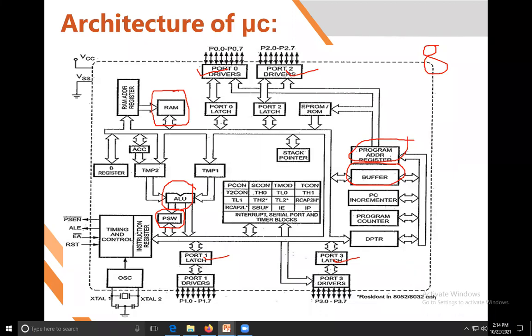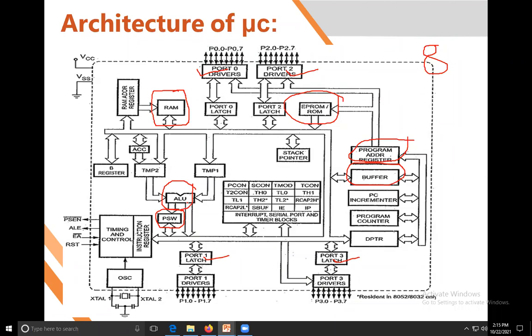It contains a program memory also. Data memory is separate in the 8051 controller: here is the RAM, and here is the EEPROM or ROM. Some advanced microcontrollers also contain an inbuilt ADC, analog to digital converter, and an inbuilt DAC. But if you want to do the conversion with this microcontroller, you have to connect an external DAC or ADC. So the RAM and ROM are present in your 8051 microcontroller. This is the ALU. We will discuss the program status word and ALU in the next lecture.